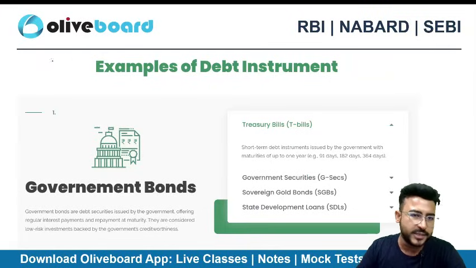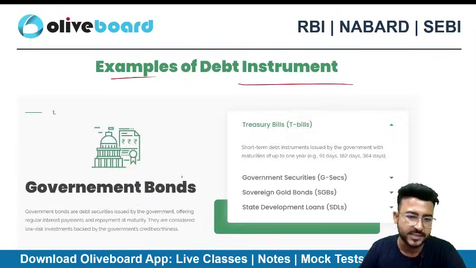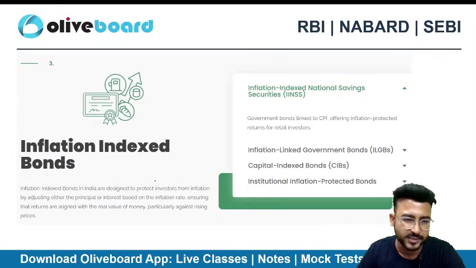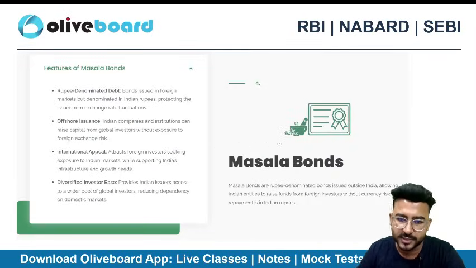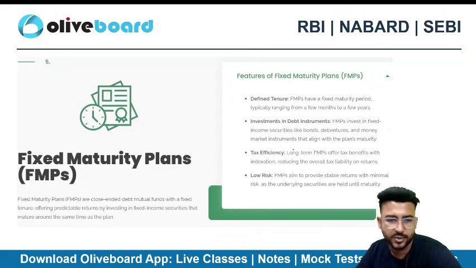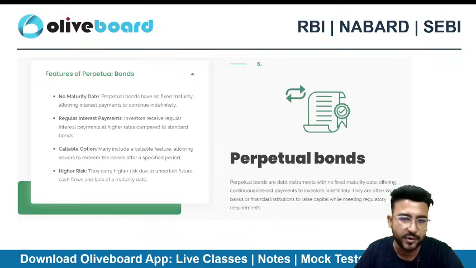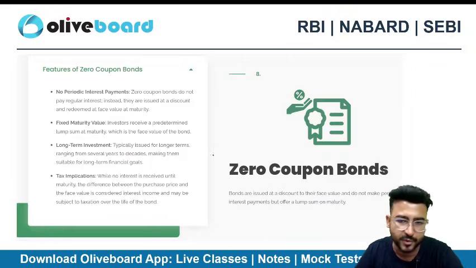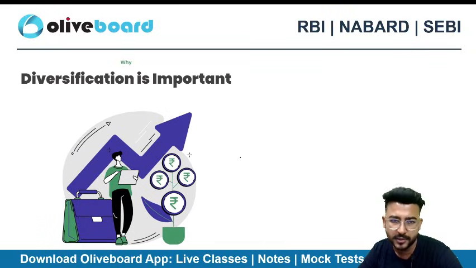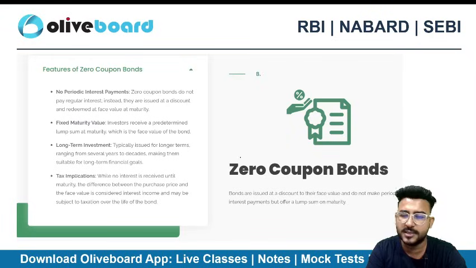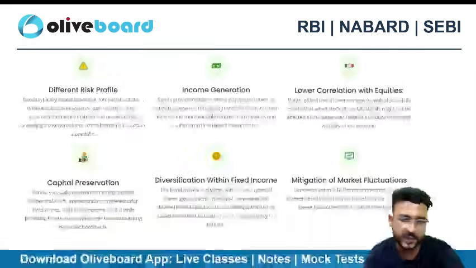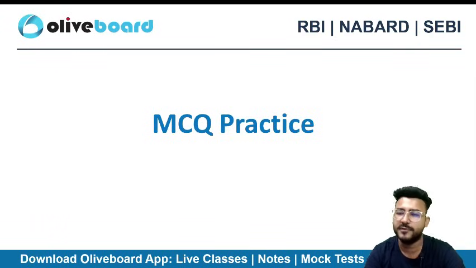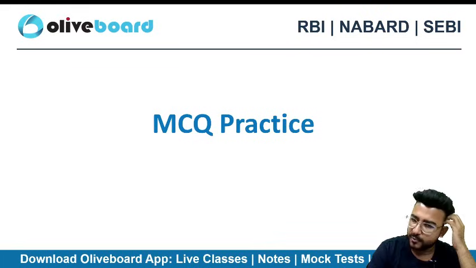Then on this website, I found some examples of debt instruments as well, like government bonds, corporate bonds, inflation index bonds, masala bonds. So later on, you can just download this PPT and have a quick reading. We have already discussed these concepts: perpetual bond, floating, fixed, zero coupon bond, and so on, right? It will give you a good idea of bonds as well, like what the types of bonds are.